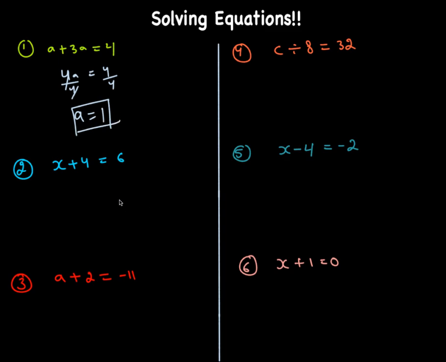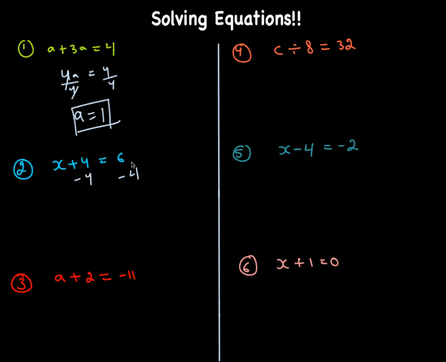The second example is x plus 4 is equal to 6, and again we are trying to find the value of the variable, which is x in this case. We want to get rid of this 4. If we subtract 4 on this side, that will cancel out this 4 and we'll be left with only x. But if we are subtracting from the left hand side, we need to subtract from the right hand side too. Otherwise, if we subtract from just one side, the equation will change and we don't want that.